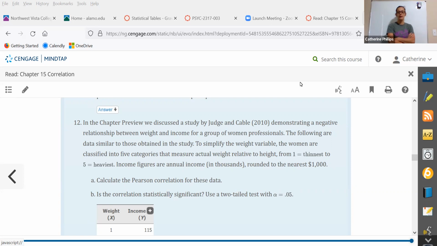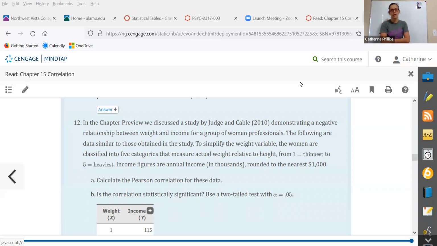To simplify the weight variable, the women are classified into 5 categories that measure actual weight relative to height, from 1, thinnest, to 5, heaviest. Income figures are annual income in thousands, rounded to the nearest thousand.